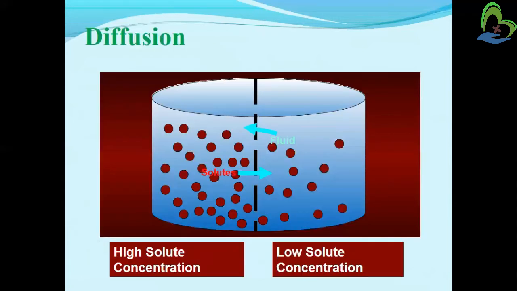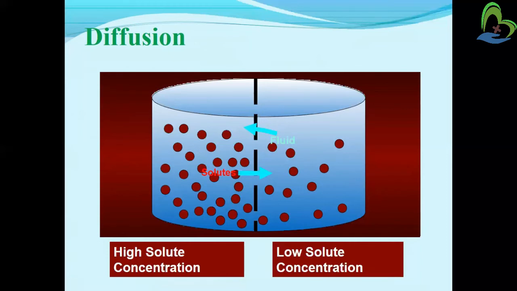Next is diffusion. What is diffusion? Here one container has fluid and solutes both present, but on one side there is a high solute concentration, and on the second side the solute level and concentration are low. So the fluid will be transferred from the second part to the first part, and the solutes from the first to the second part. This is the type of fluid movement called diffusion.